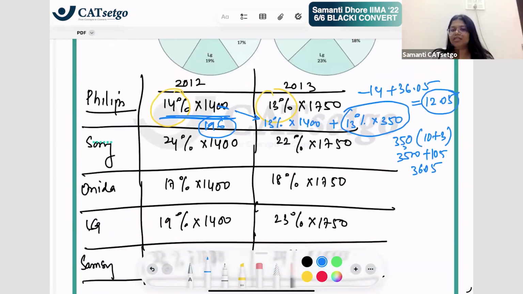Do you get how I did this calculation? Instead of finding absolute values, I just found the change. What is the change? The change is whatever the difference is. So this is 1% difference in 1400, and the additional 350 ka 13% was there. That was totally new thing that I added. Understood? Right? Similar thing has to be done here.